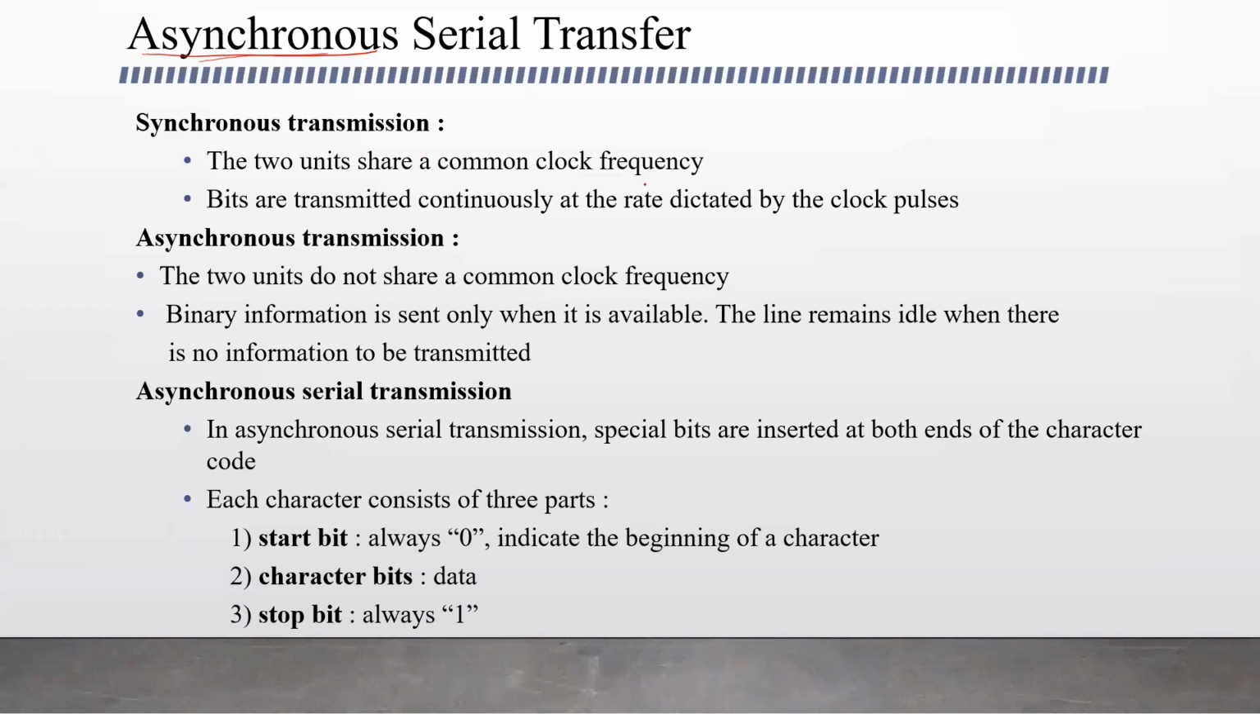Clock frequency is the rate at which the clock pulses are generated. These clock pulses are used to synchronize the operations of the two units. Or we can define this as clock cycles per second. What is a clock cycle?